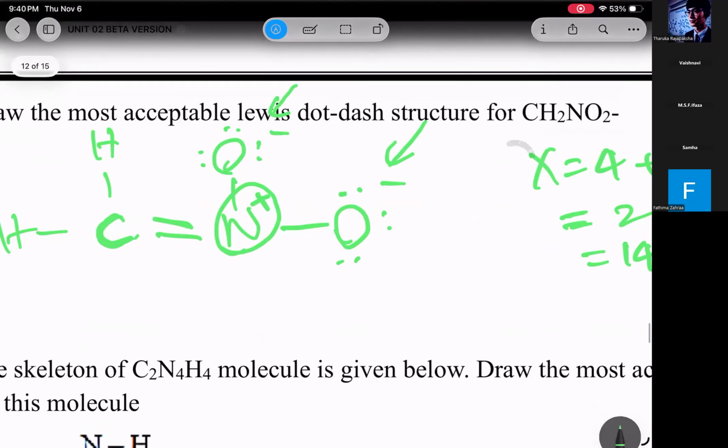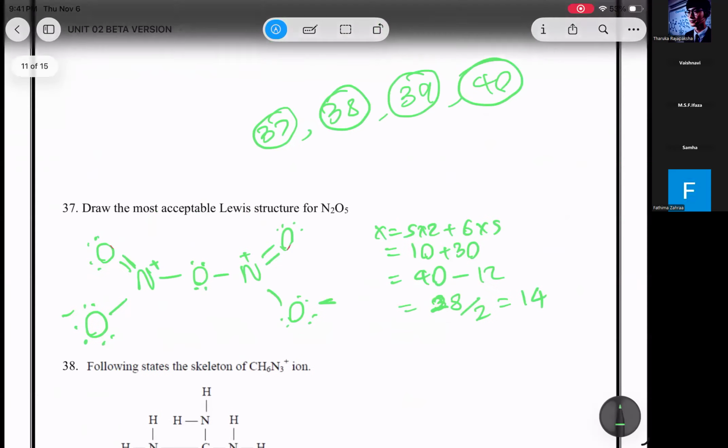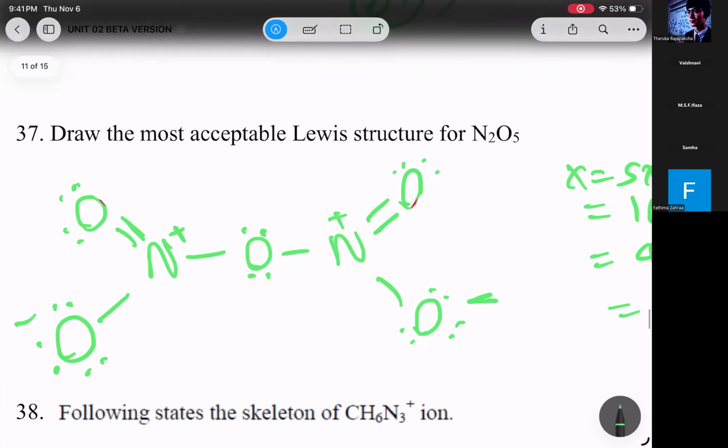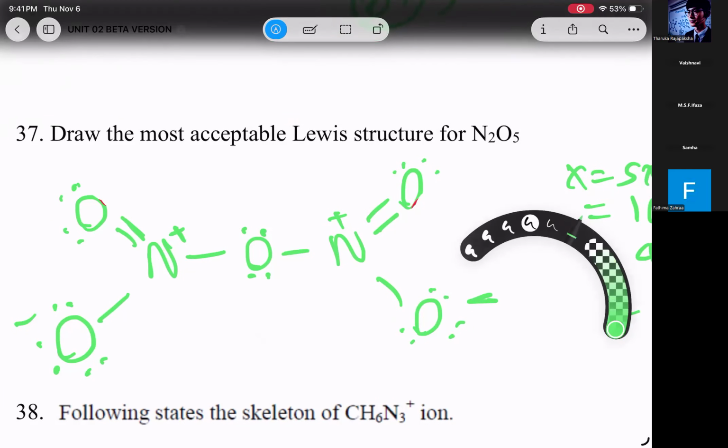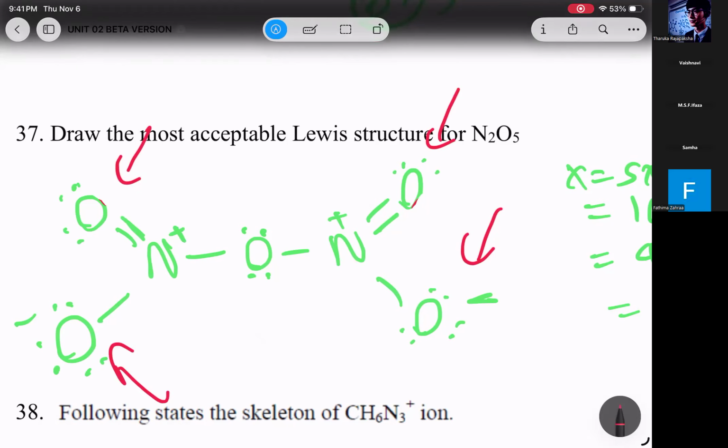So what's going to happen is, now look at these structures. We gave electrons first to these oxygen atoms because they are terminal. They are terminal. I gave to this one, this one, this one, this one. Why didn't we give the remaining two to nitrogen? Because it already has neighbors.